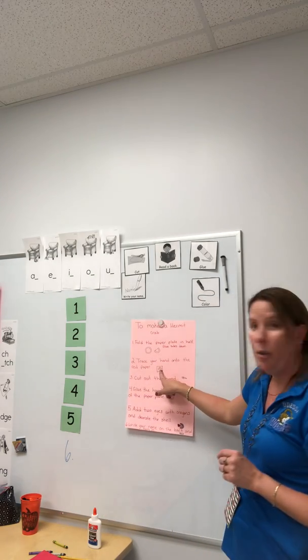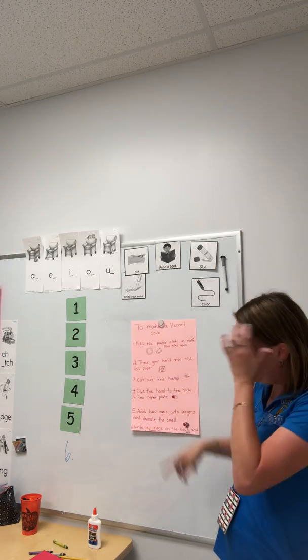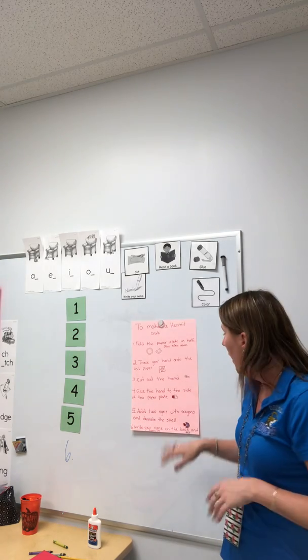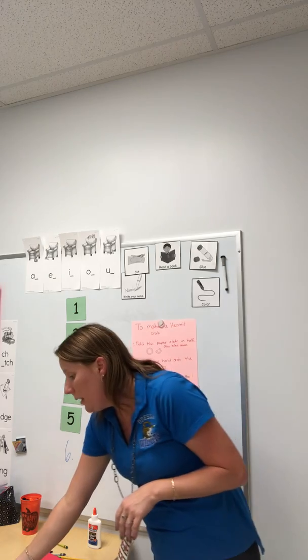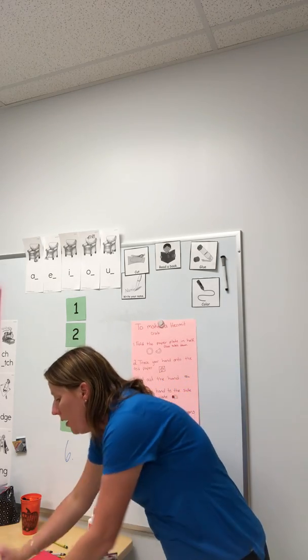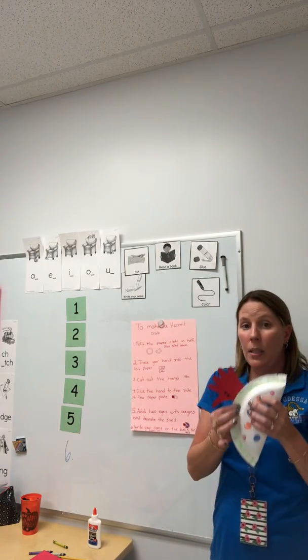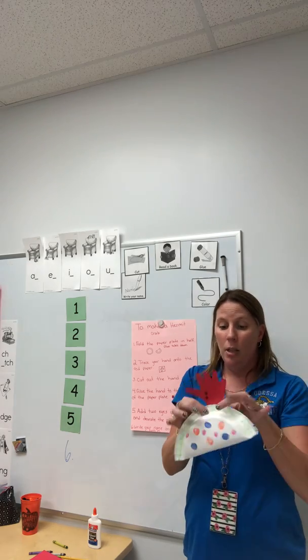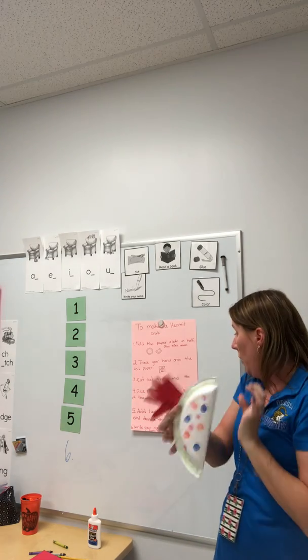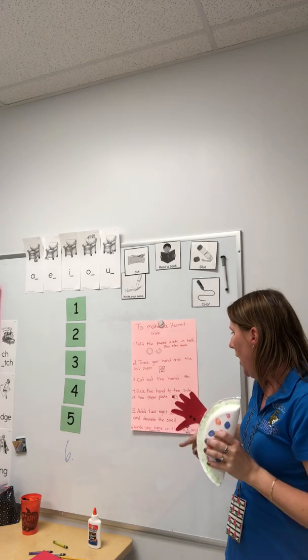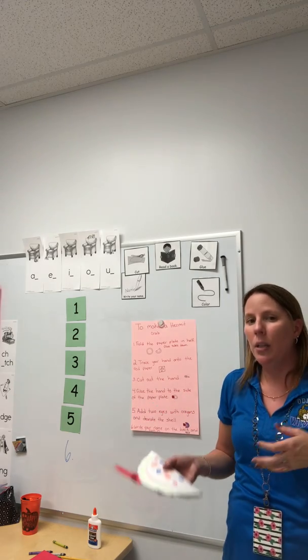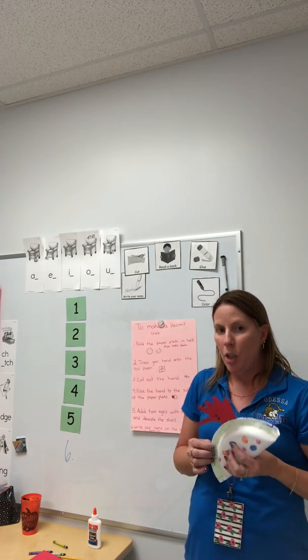Then, I drew a picture depicting that also. Step 3 is going to be to cut out the hand. Step 4, they're going to take the hand and they are going to glue it to the side of their hermit crab. So you can see my hand and the side of the hermit crab, that's where they're going to glue it.